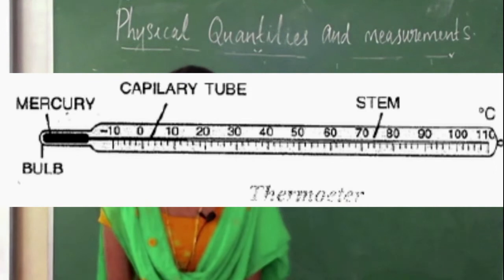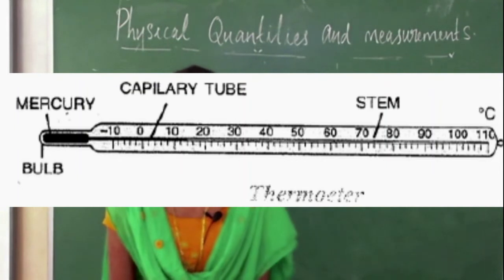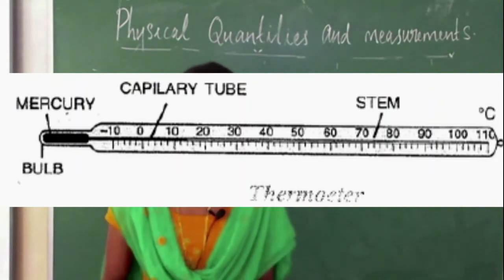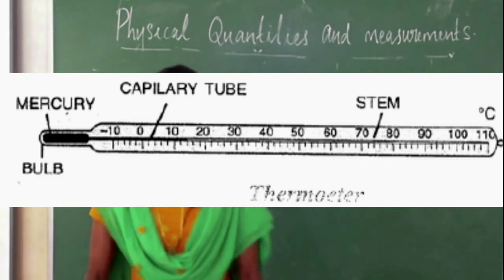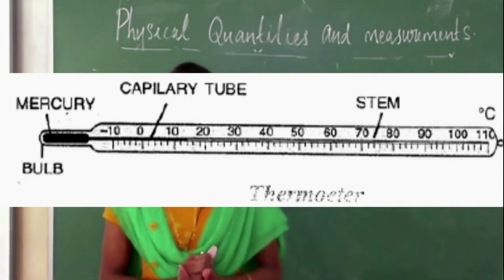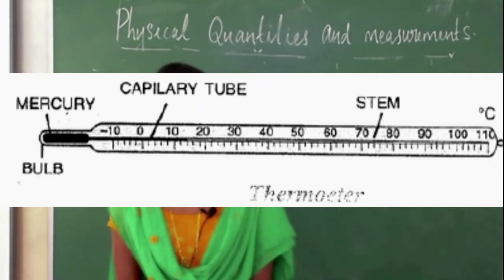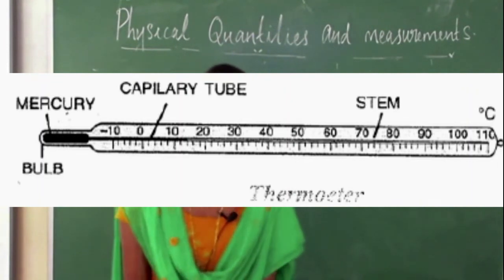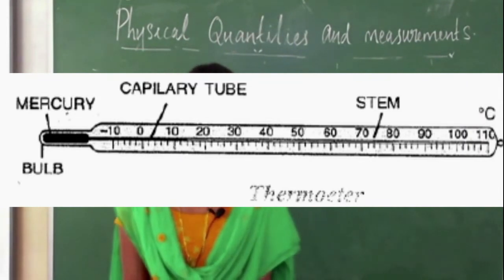Look here, this is the laboratory thermometer. We can see here a glass capillary tube with a bulb at one end. This bulb is filled with mercury. The long part of this capillary is called the stem. The stem has markings from minus 10 degrees Celsius to 110 degrees Celsius. The 0 degree mark is at the level of mercury in the capillary tube when the bulb is placed in melted ice, while the 100 mark is at the level of mercury in the capillary when its bulb is placed in the boiling water.